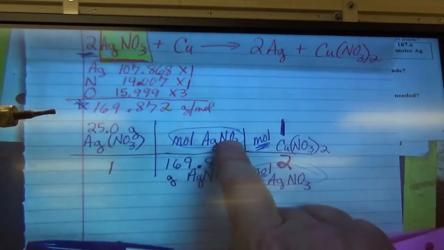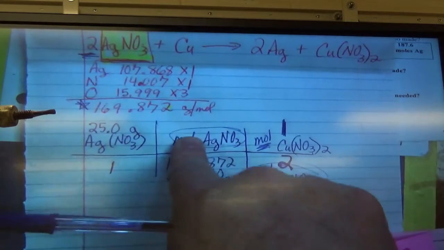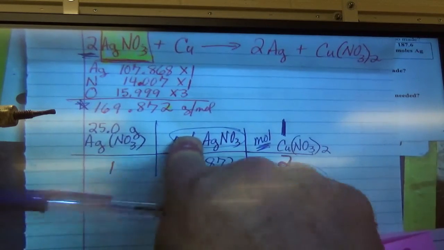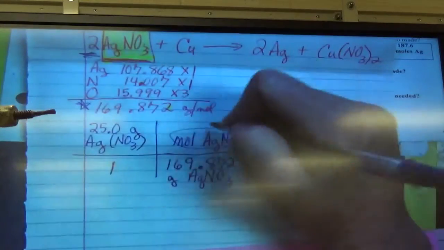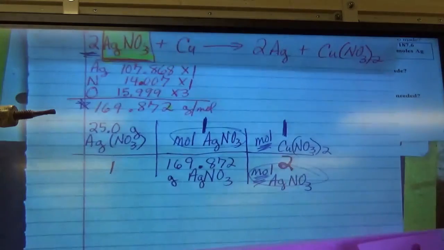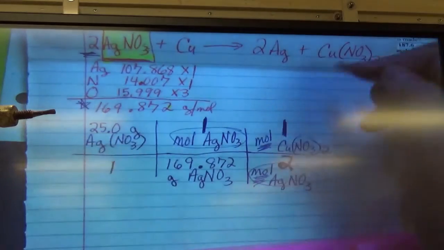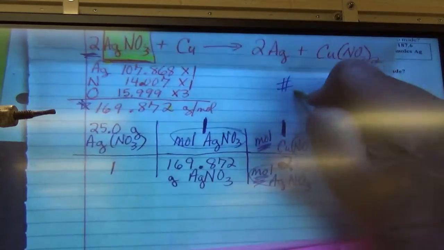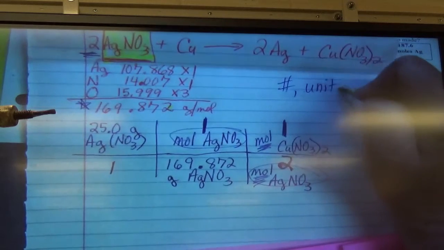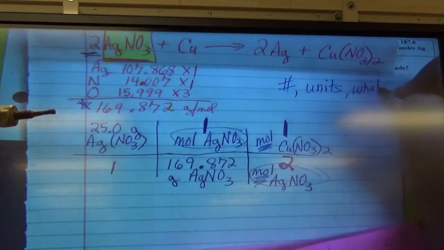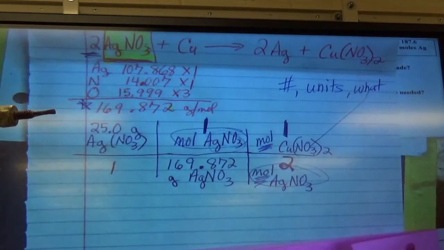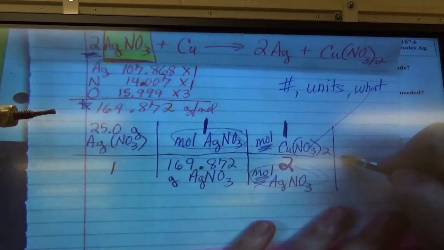Moles silver nitrate. Okay, notice this moles is not in the given, and it's not in the mole ratio. So what do we always put? 1. A 1. And the foldable says so too if you're not sure. Just put a 1. That's correct. Notice every box has a number. Every box has a unit, which told us which numbers we wanted actually. And every box has what material it is with the formulas. We have done everything we're supposed to set it up correctly, to keep our work correct and straight.